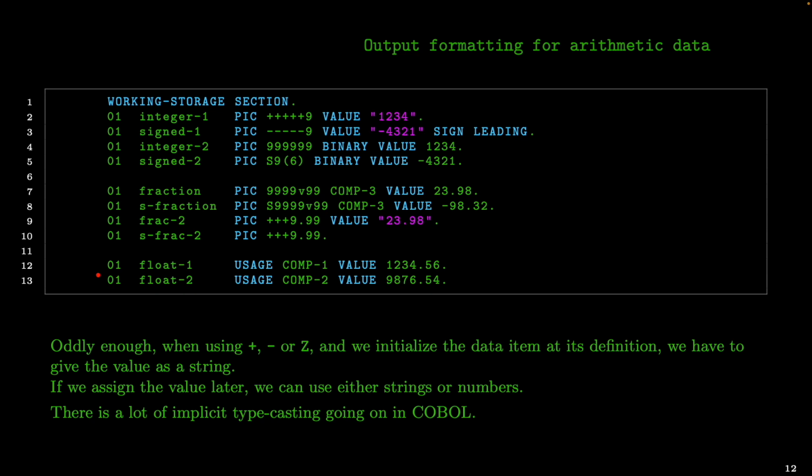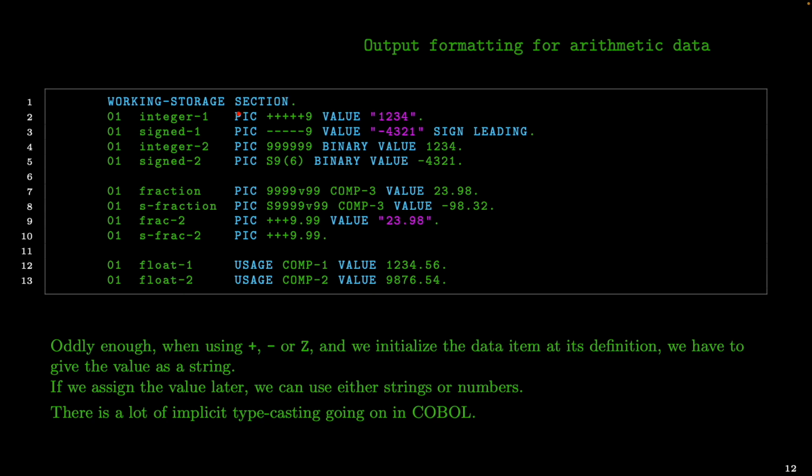Now there's a bit of a weird thing here, that if we use plus or minus in the definition of the variable and we want to initialize it in the working storage section with a certain value, then we have to put this value in parentheses. So we have to give it as a string, even though this is not a string variable. If we would not do that, we would get an error. Now, as you see here, if we don't use the plus or minus, then we can just write the number as it is, not as a string.